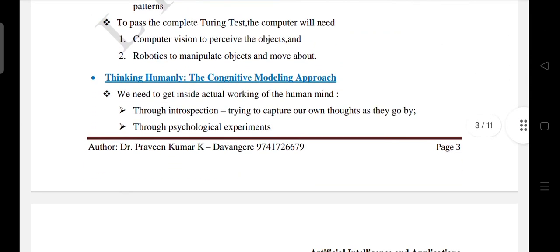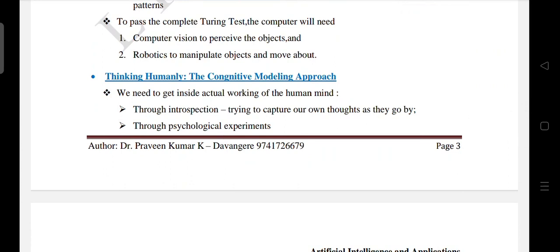To pass the complete Turing test, the computer will need 1. Computer vision to perceive objects and 2. Robotics to manipulate objects and move about.